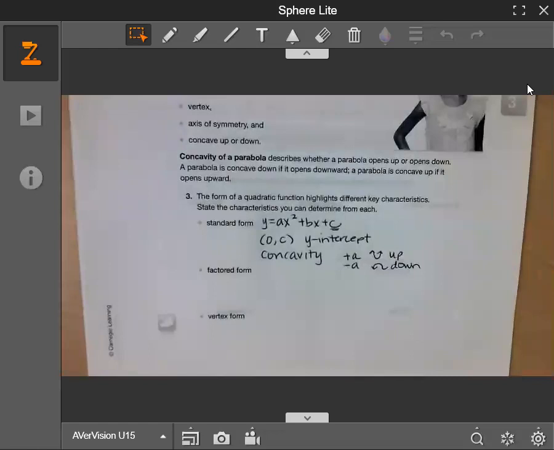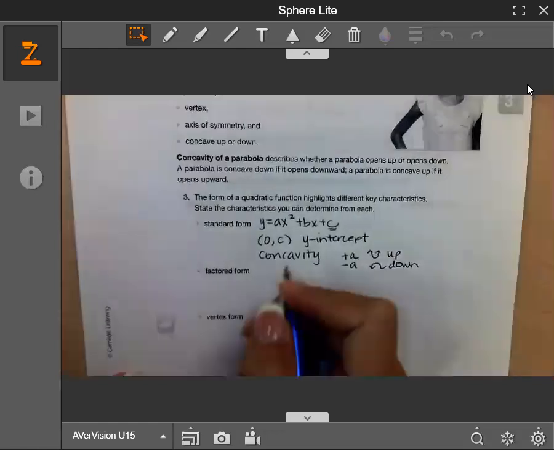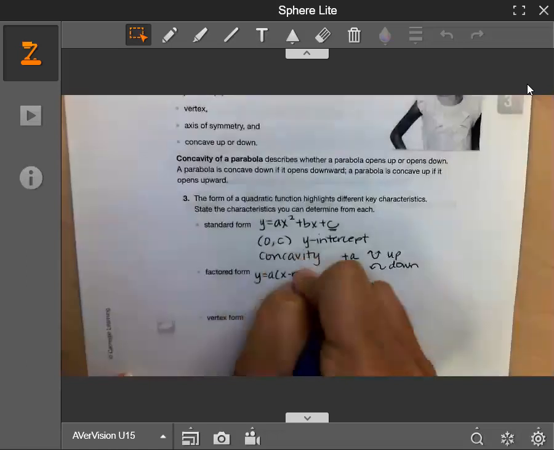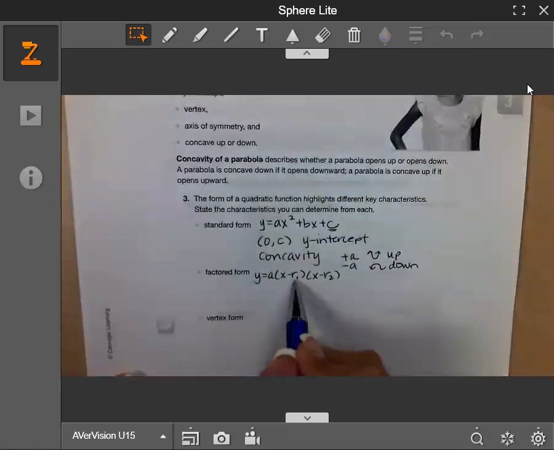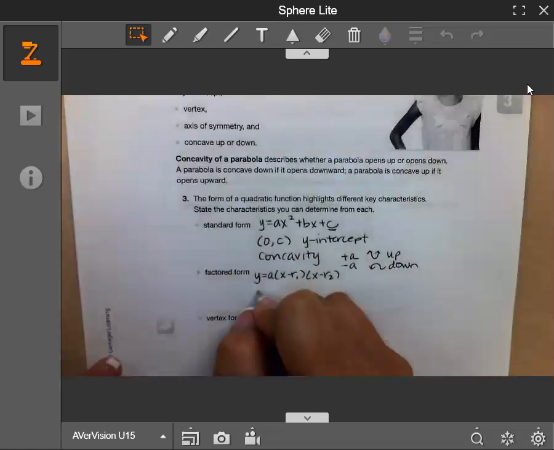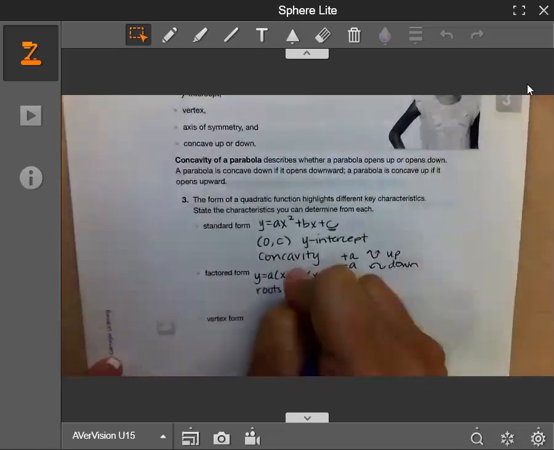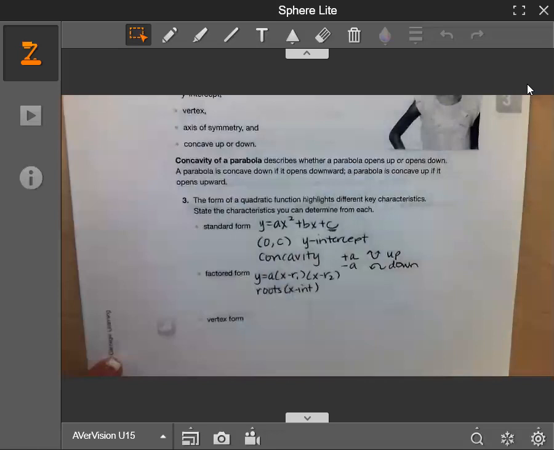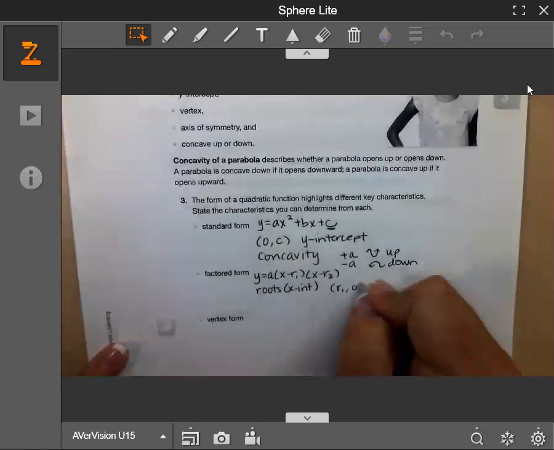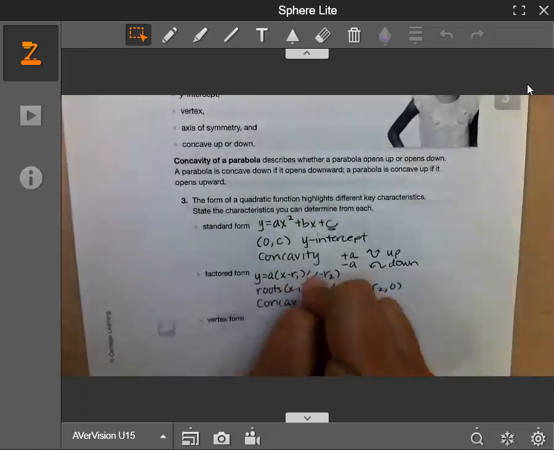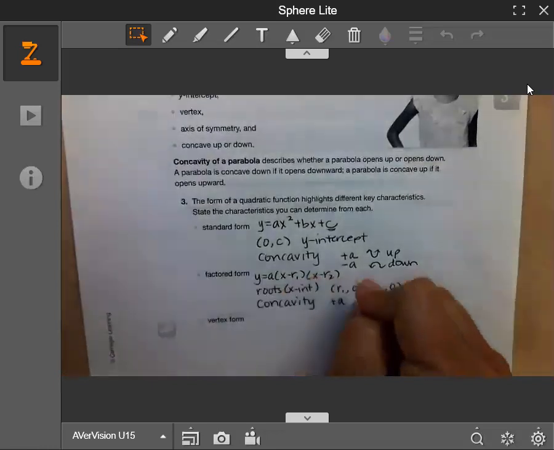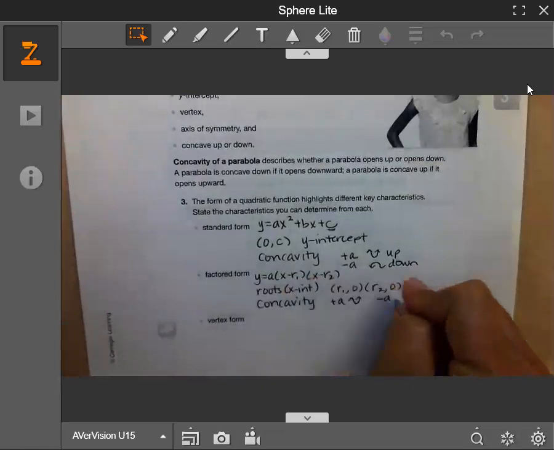Our factored form we talked about was the y equals a times x minus r1, x minus r2. This is my first root and my second root. So it gives us the roots. Or we've talked about, they are also called the x-intercepts. So our roots or our x-intercepts are given by this form. It is r1, 0 and r2, 0. Those would be our x-intercepts. It also gives us the concavity because it too has that a value in the front. And so with the positive a, it's going to open up. With the negative a, it is going to open down.